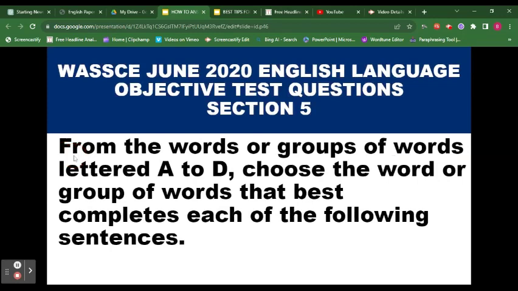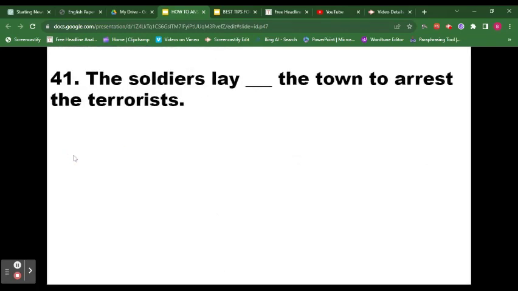Question 41. Well, let's look at section 5, the instruction on how to answer the question. Then we move on to question number 41. From the words or groups of words lettered A to D, choose the word or group of words that best completes each of the following sentences. Now, question 41. The soldiers laid dash the town to arrest the terrorists.